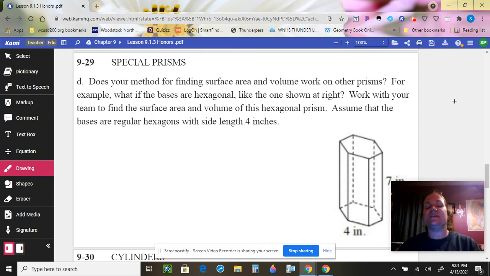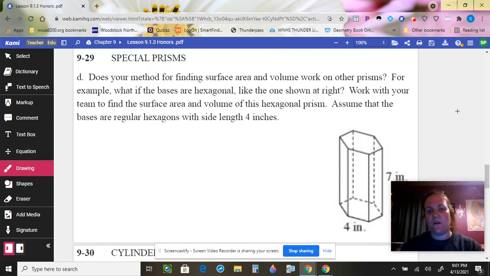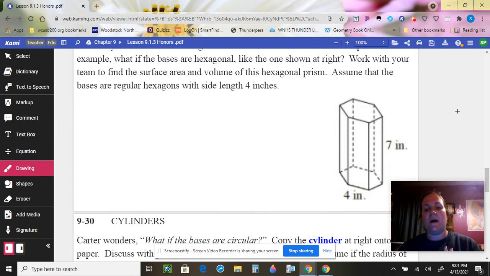So what I would like you to do is pause this video. I'm going to scroll this up just a little bit. I want you to try to find the surface area and the volume of this hexagonal prism. So you need to think back. If you need to talk in your groups, that's fine. Let's maybe take 5 minutes now. Let's pause the video, try to find the area of the hexagon, and then use that to find the surface area and the volume.